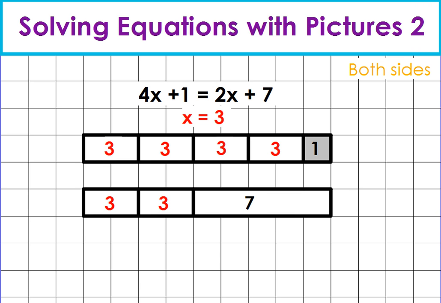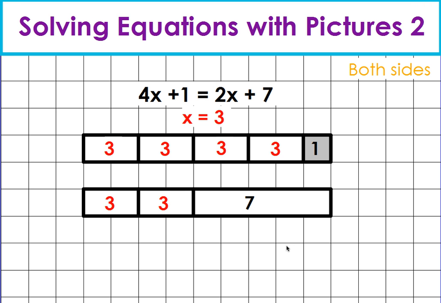So there I've substituted all the x's for 3's. You can see that 3 equals 3, so that's not going to be a problem. 3 equals 3, that's not going to be a problem. And 3 plus 3 is 6, plus the 1 is 7. So that's going to equal that. 3, 6, 9, 12, 13. Top bar's worth 13. And 3 plus 3 is 6, plus the 7, that's worth 13 too.